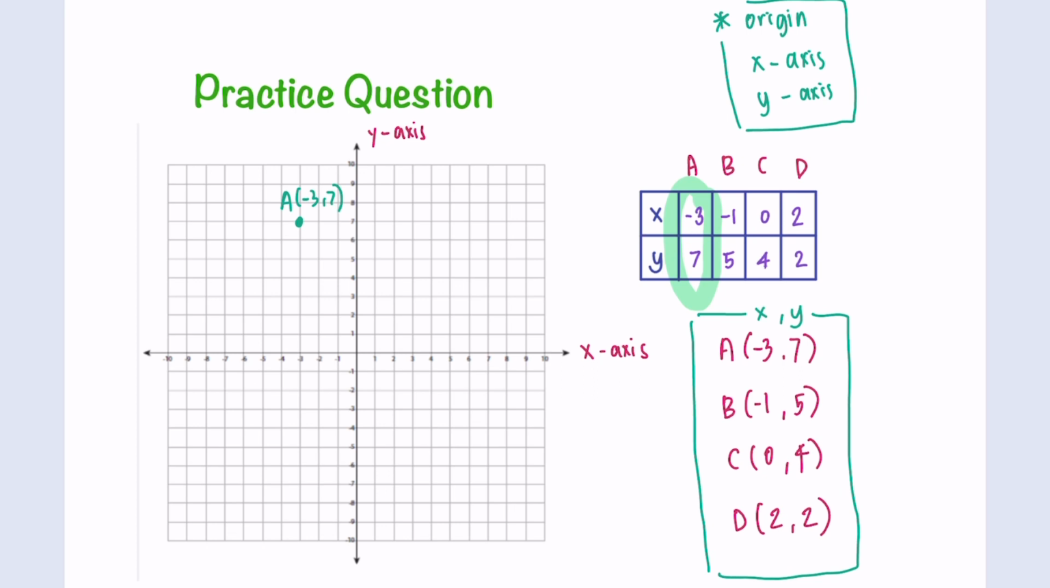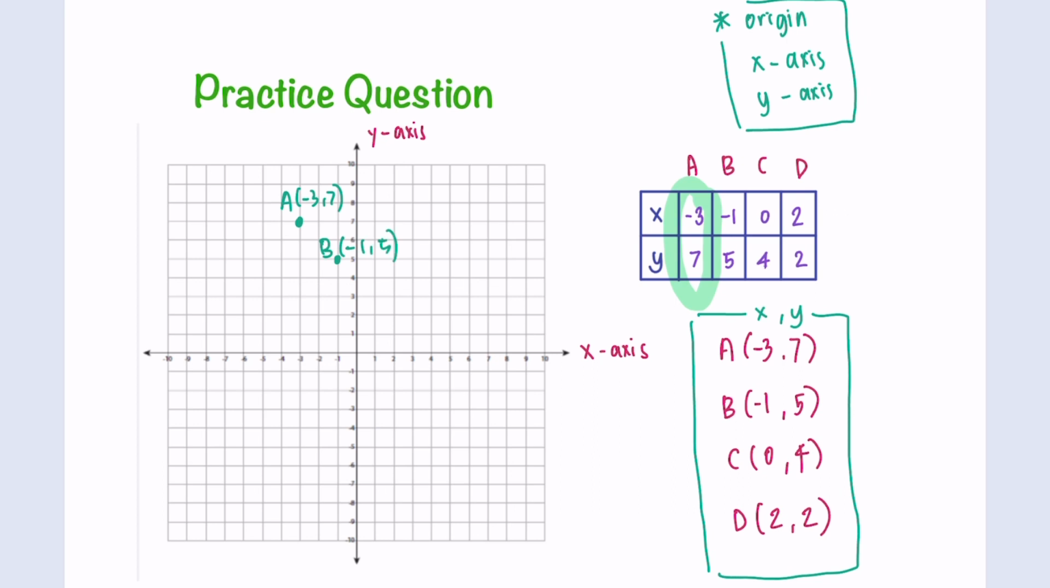For point B, starting at the origin, I have -1 for the x. Being a negative number, I need to move 1 step to the left. Then from here, 5 for the y, +5, so I need to be moving up 5. So right here would be my point B. And the coordinates are -1 and 5.